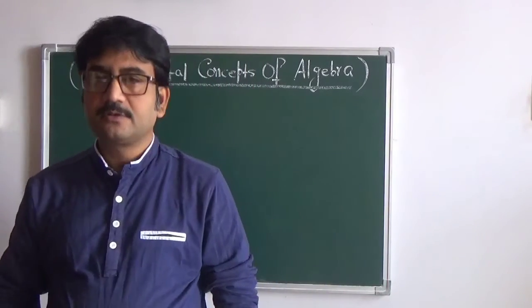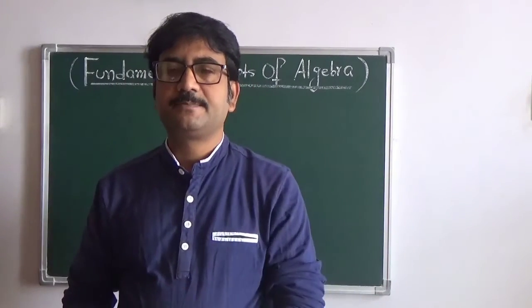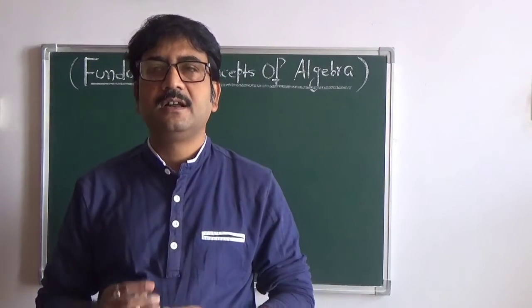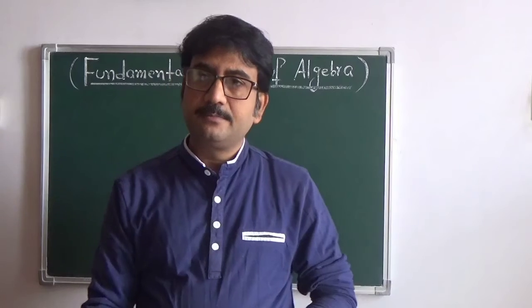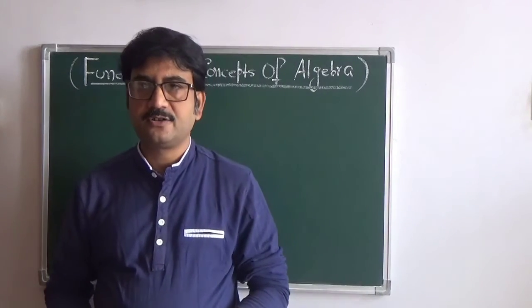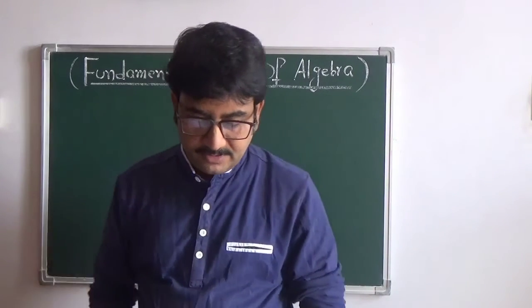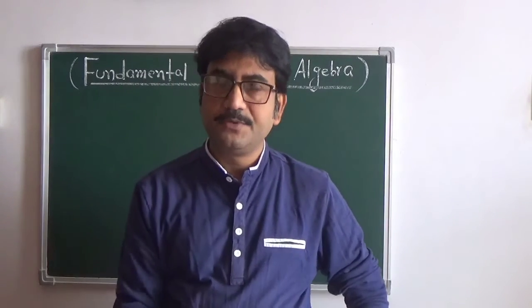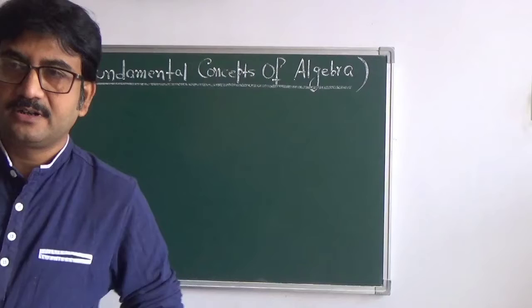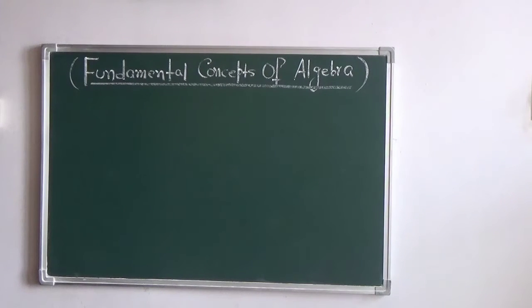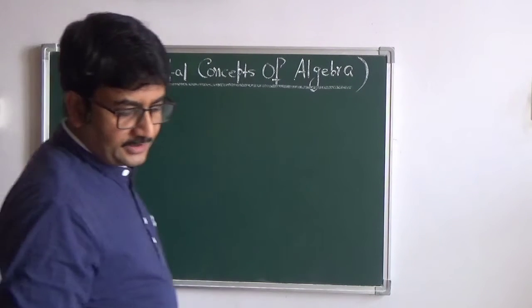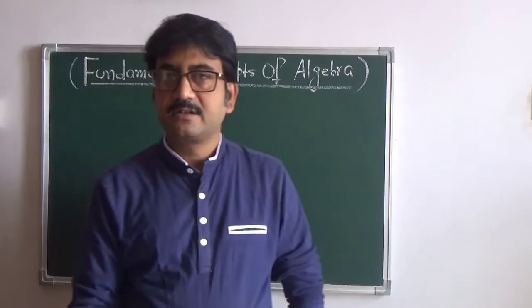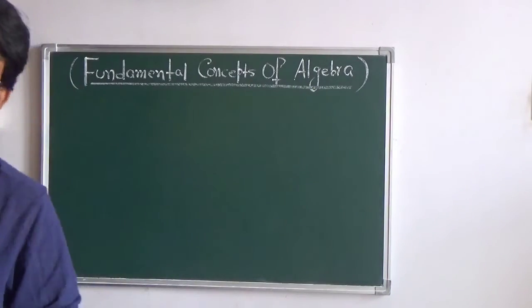We have discussed the various types of algebraic expressions, for example, the monomial, binomial, trinomial, multinomial. Then we have discussed the factors of a term, the constant term, and the coefficients, and the like terms and the unlike terms. And finally, the last thing that we discussed in the previous class is what is a polynomial.